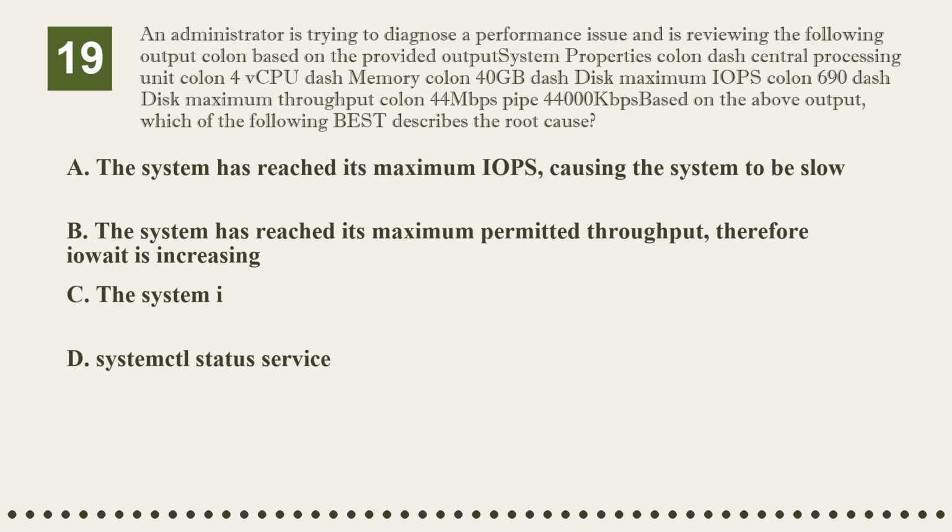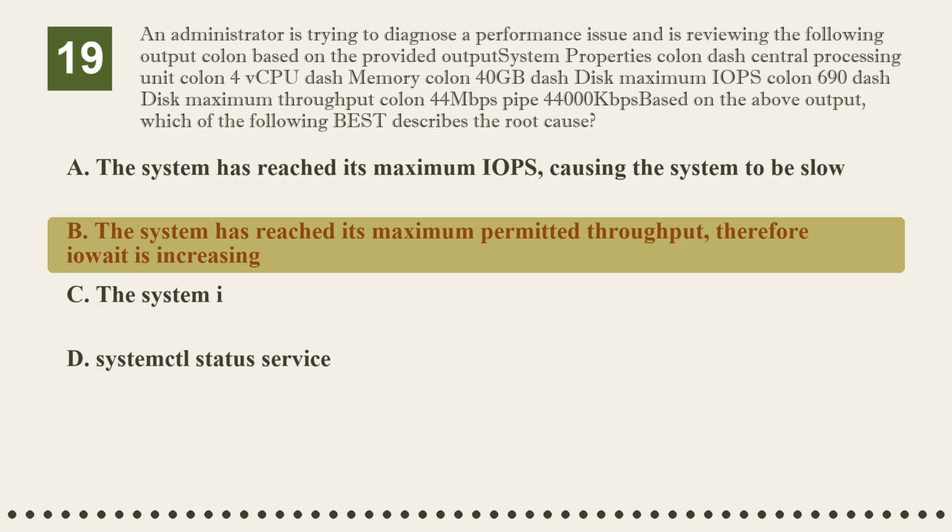Option A. The system has reached its maximum IOPS, causing the system to be slow. Option B. The system has reached its maximum permitted throughput, therefore I/O wait is increasing. Option C. The system I. Option D. System+status service. The correct answer is option B.